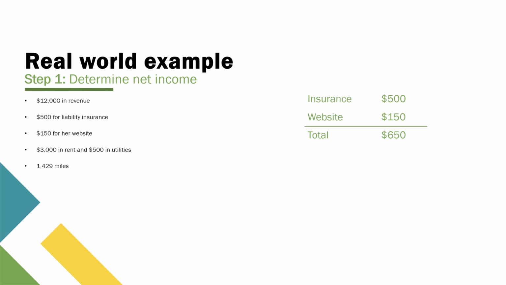So the first 2 are easy. Insurance plus website gets us $650. The second thing is rent and utilities. Now you might be thinking, isn't that her apartment? That's her personal home. Why is that a business expense? Because home office deduction, right? So we can actually add the rent and utilities and take $3,500 and then take 10%, which is our business percentage.